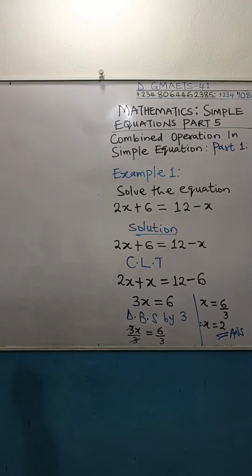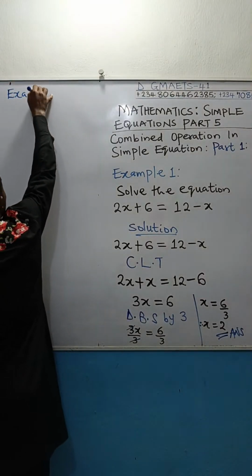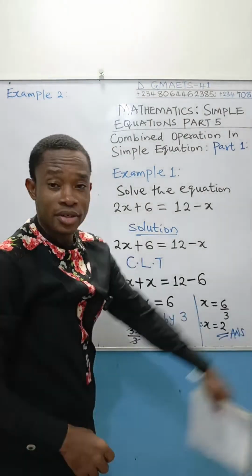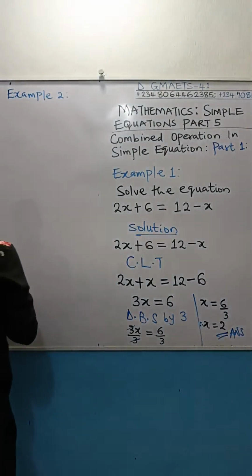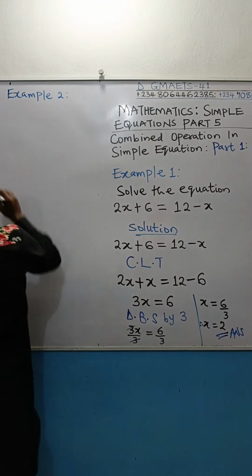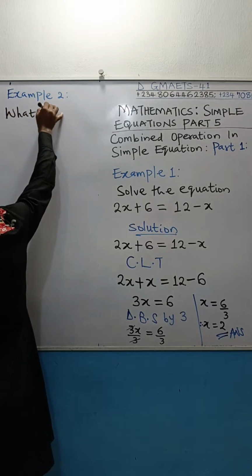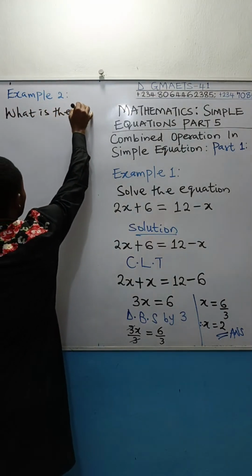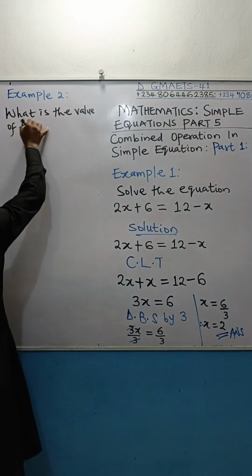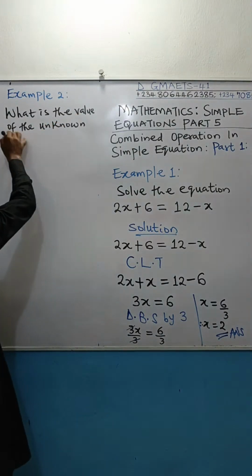All right, so example 2. I am going to be a bit fast in this example 2 because from example 1, I had already explained this concept step by step. So this is the next question here. We have, what is the value of the unknown in the equation?